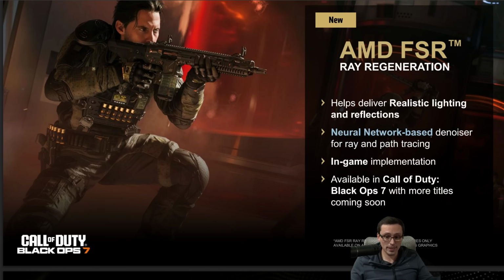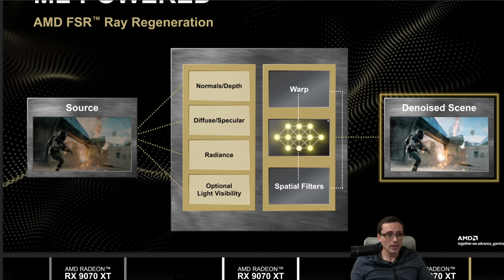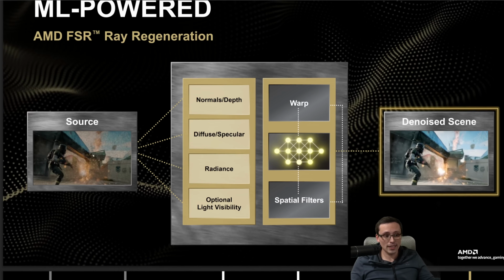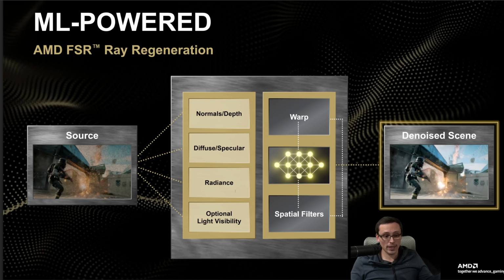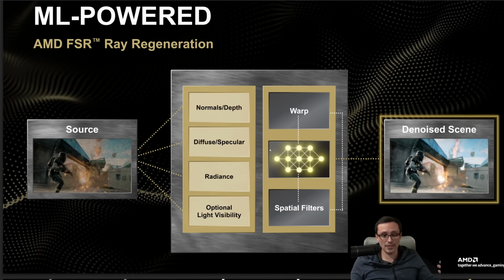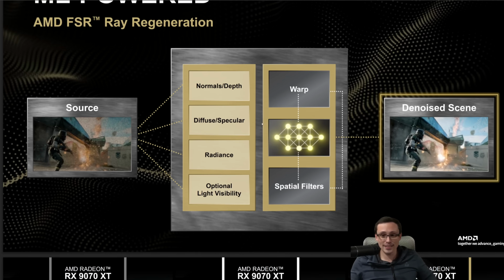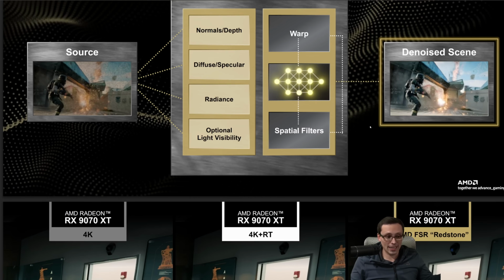It is a neural network-based denoiser for ray and path tracing. And so basically the idea is you don't run a ray for every single pixel on your screen, so there's going to be some noise in the image. This will denoise that to make it look better. So this is their description of that. You take your source, which again has some noise. You take normals, depth, diffuse, specular, radiance, optional light, visibility, etc. You run it through your machine learning-based magic, and you get a denoised scene. The idea is for it to look better than the source image, and that's the general idea.